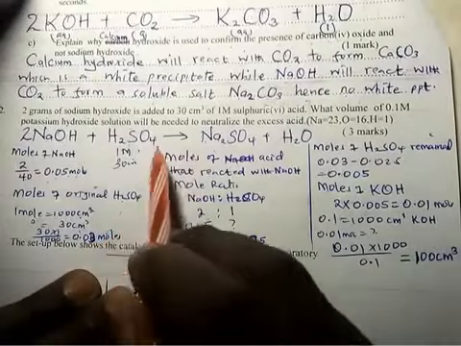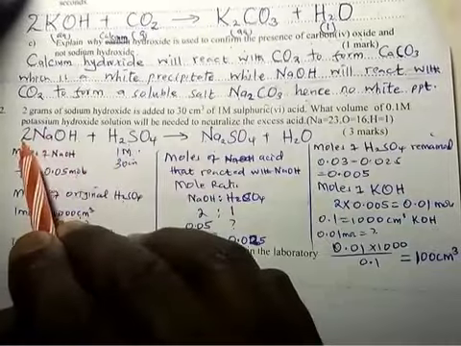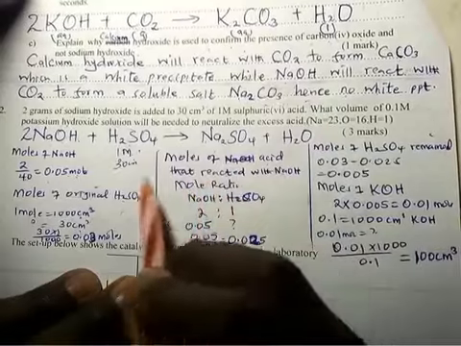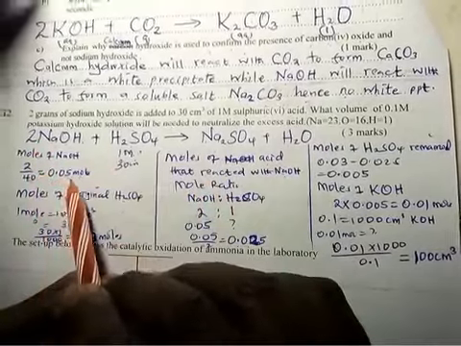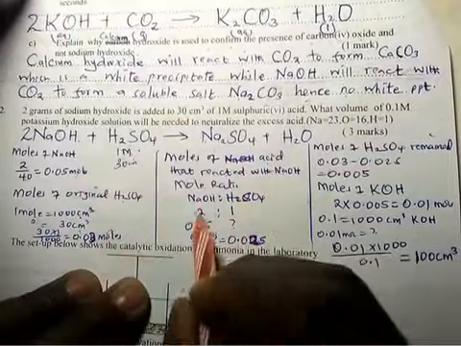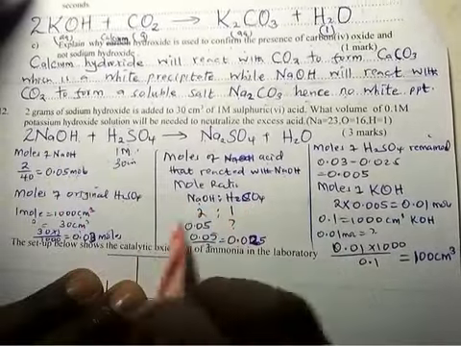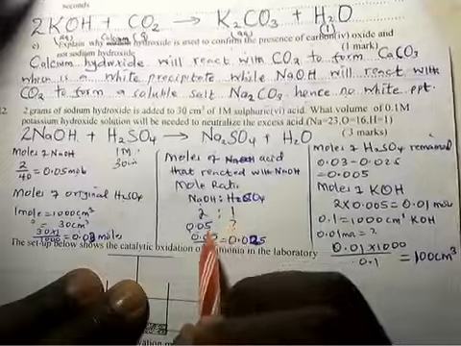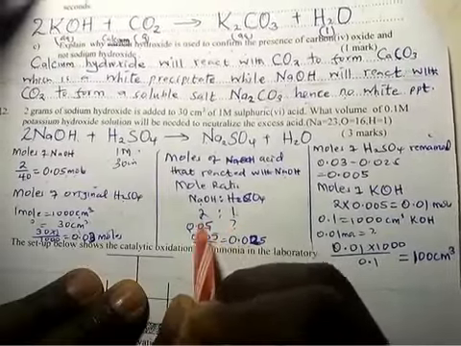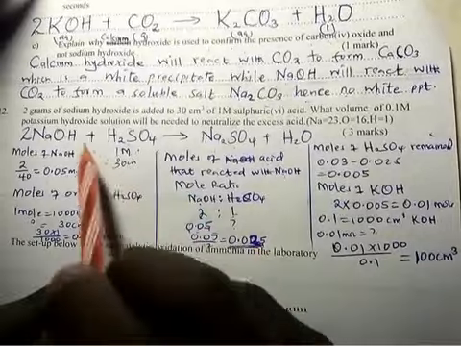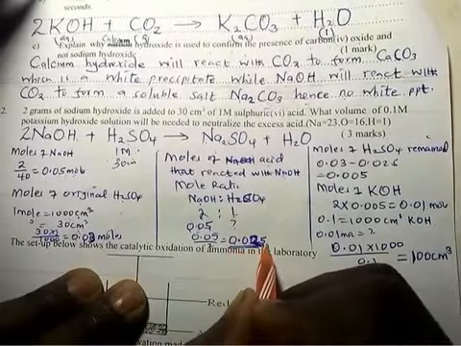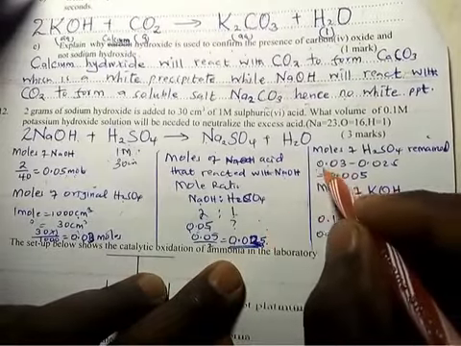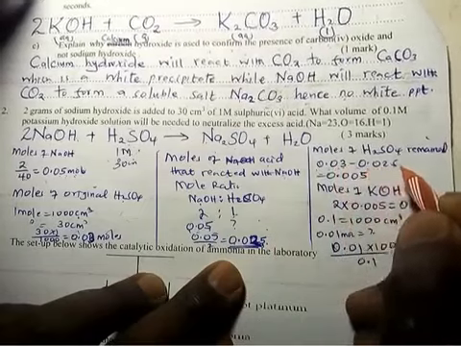Kwa hivyo yenye react na sodium hydroxide tutaipata tukitumia hii molarity. Moles of acid that reacted with sodium hydroxide tunatumia hii ratio. Kama hii ilikuwa 0.05, 1 itakuwa nini? Itakuwa a half. Sawa? So moles of sulfuric acid that reacted with sodium hydroxide is 0.05 times 1 divided by 2, which is 0.025. So inamaanisha moles ya sulfuric acid yenye ilibaki ni 0.03 minus 0.025.